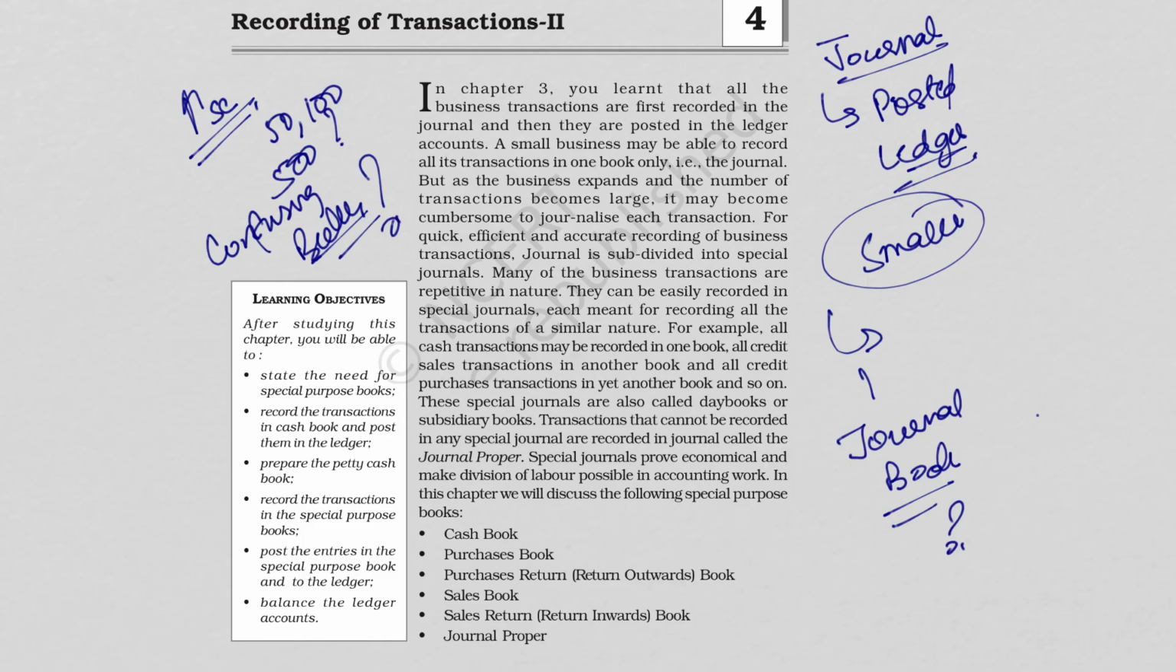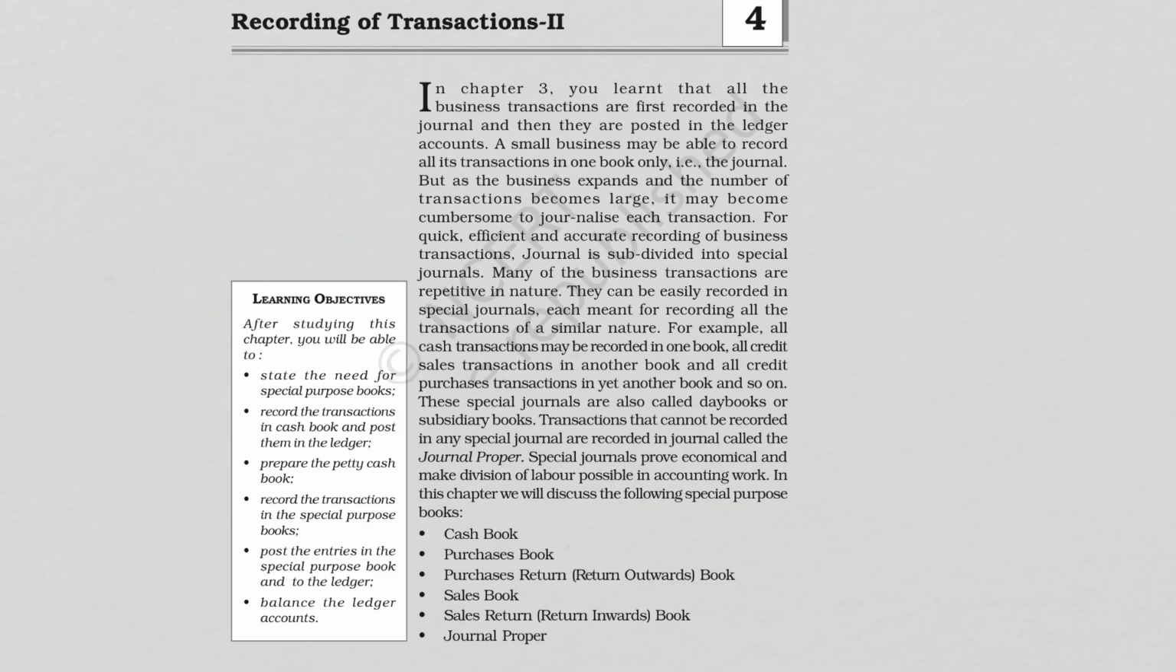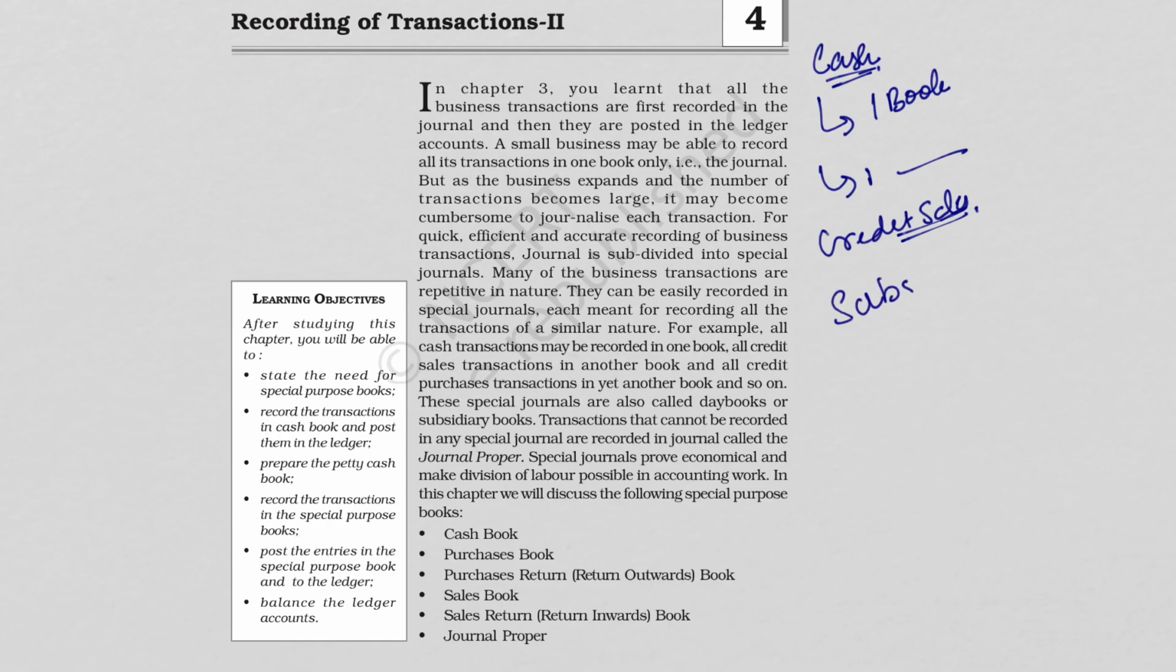To make recording quick, efficient, as well as accurate, the journal is divided into special journals. These special journals are meant for recording similar types of transactions. For example, all the cash transactions can be recorded in one book, all the credit purchases in another book, and all the credit sales in another book. These special journals are called subsidiary books or day books.